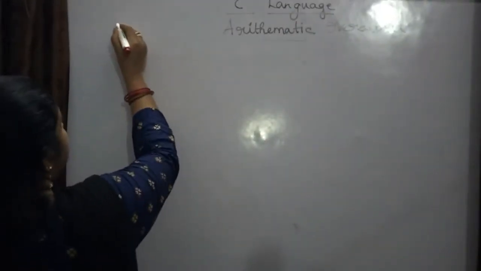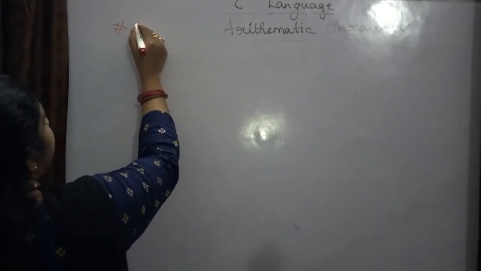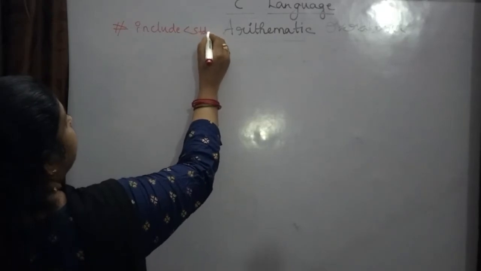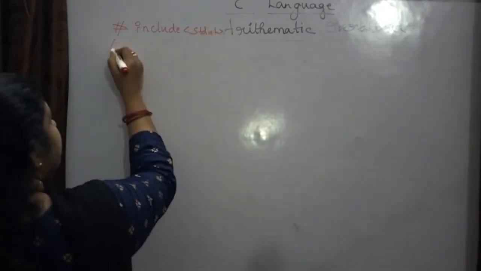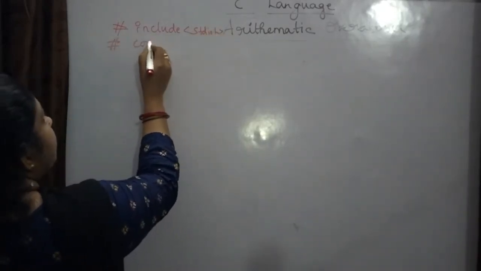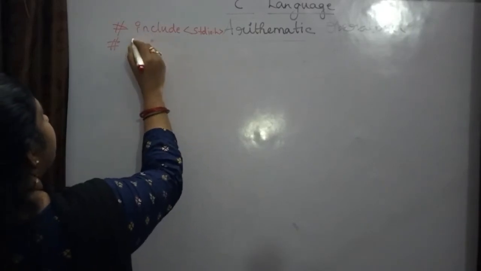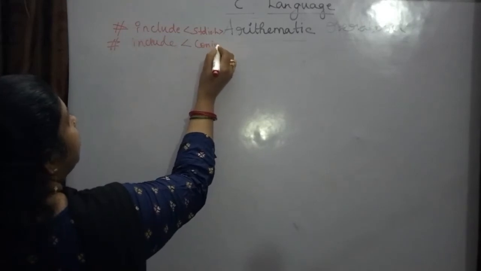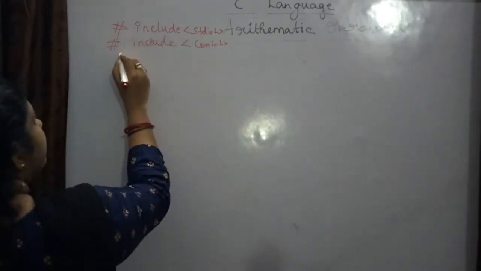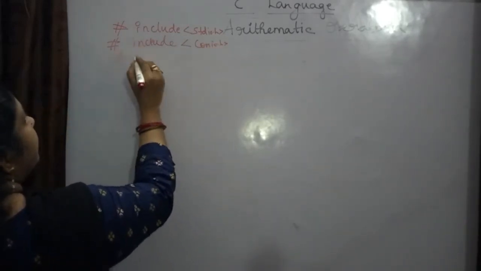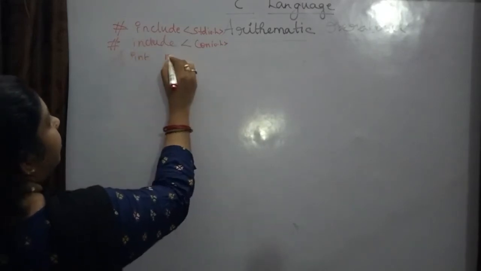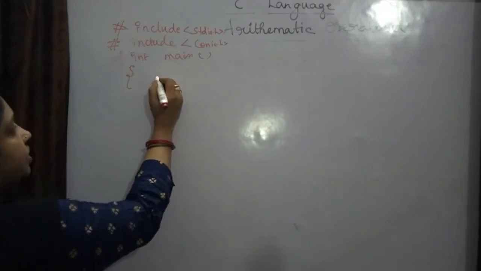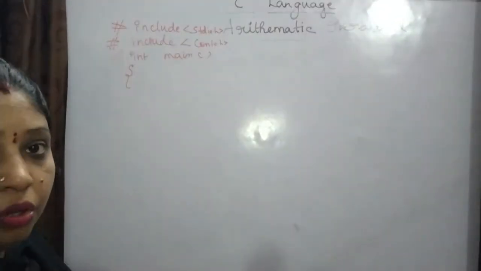For that, first I will be using hash include stdio.h, hash include conio.h. Okay, now int main opening. Now here first of all I am declaring the variables.